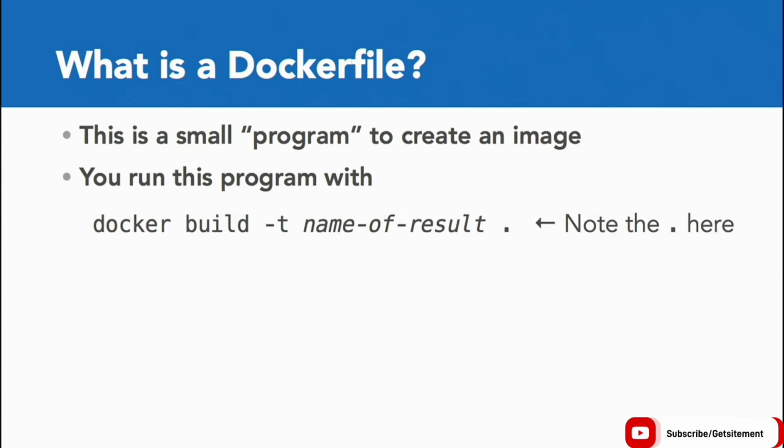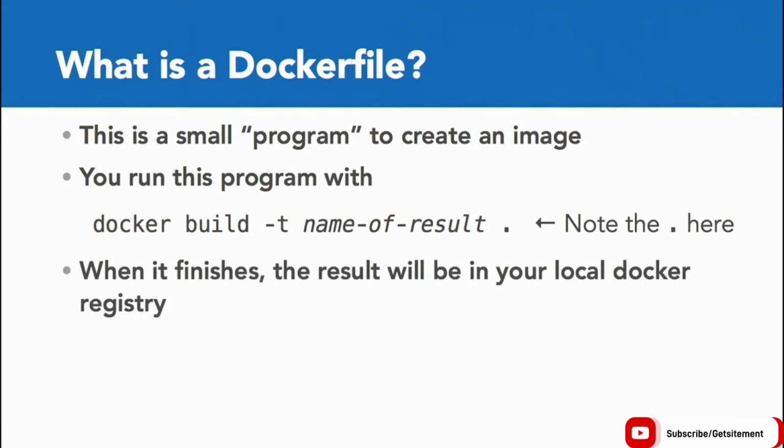The dot at the end of the line is not punctuation. It specifies the location where you can find the Dockerfile. The dot says in the current directory, the place where you are running this command. If your Dockerfile was somewhere else, you would replace that dot with the path to the actual Dockerfile. When it finishes running your Dockerfile, the resulting image will be on your computer in the local Docker registry, ready to be run with docker run.